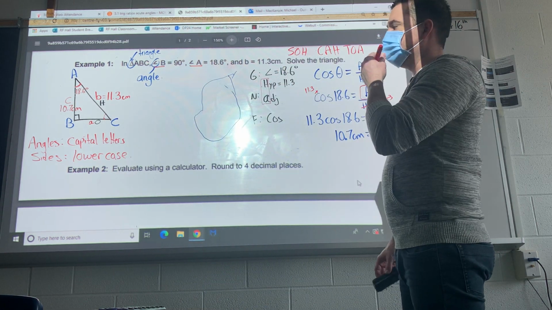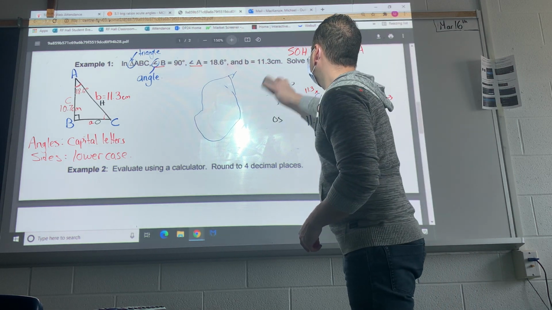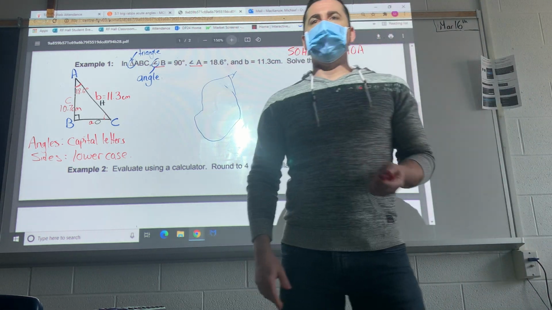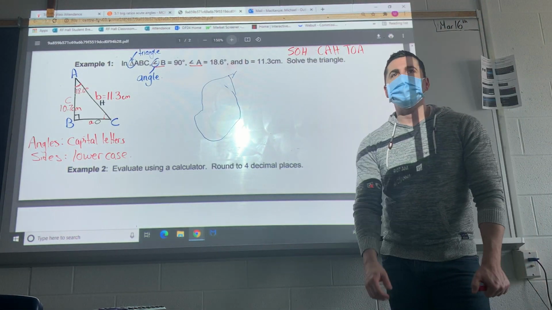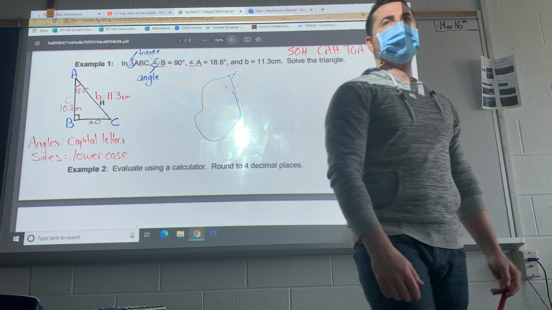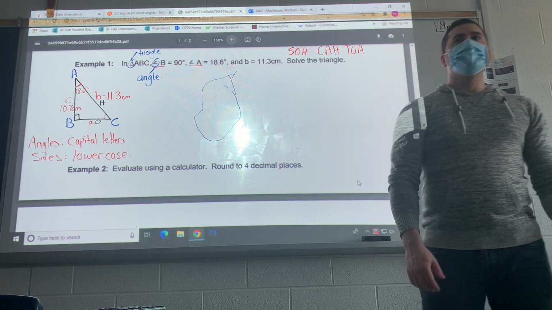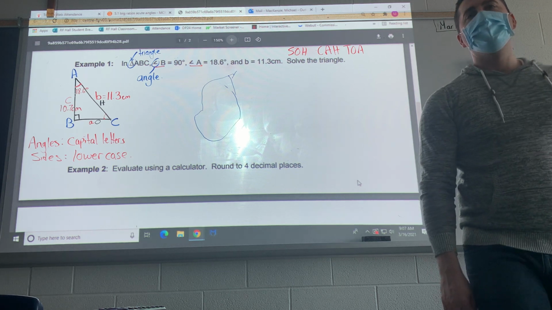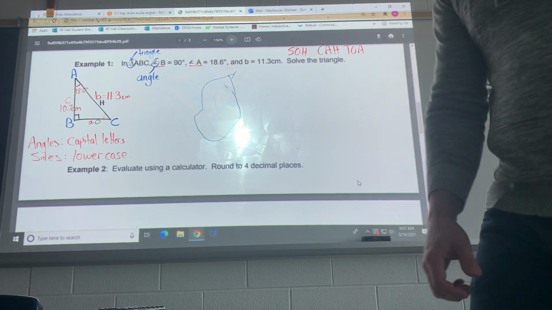Okay, so now we're going to find the last two things. Again, we need all three angles and all three sides. So what's the easiest thing to find now? What's the next easiest thing we could find? Anyone at home? What's the easiest thing to find next? Angle C. Angle C, good.